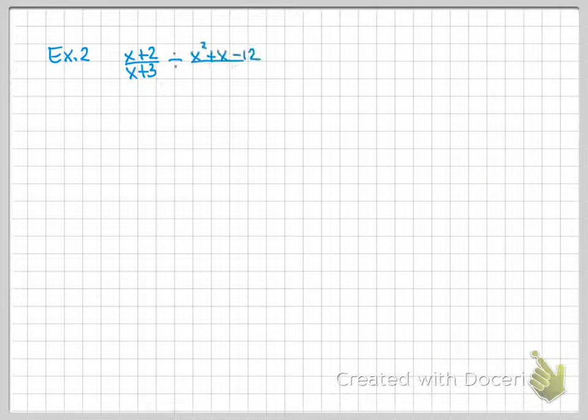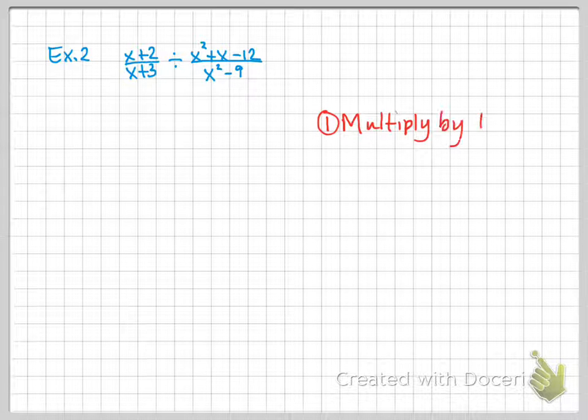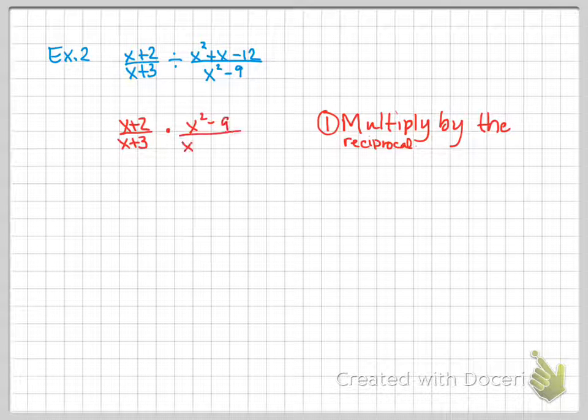Example 2. x plus 2 over x plus 3 divided by x squared plus x minus 12 over x squared minus 9. So the first step, when we're dividing fractions, we want to multiply by the reciprocal. We keep the first fraction the same, change the divide to multiply, and flip the second fraction. So we get x plus 2 over x plus 3 times x squared minus 9 over x squared plus x minus 12.